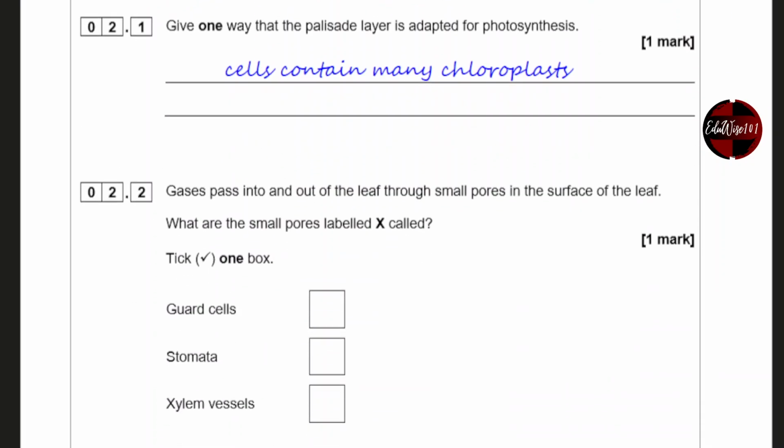Gases pass in and out of the leaf through small pores on the surface of the leaf. What are the small pores labeled X called? They are called the stomata.